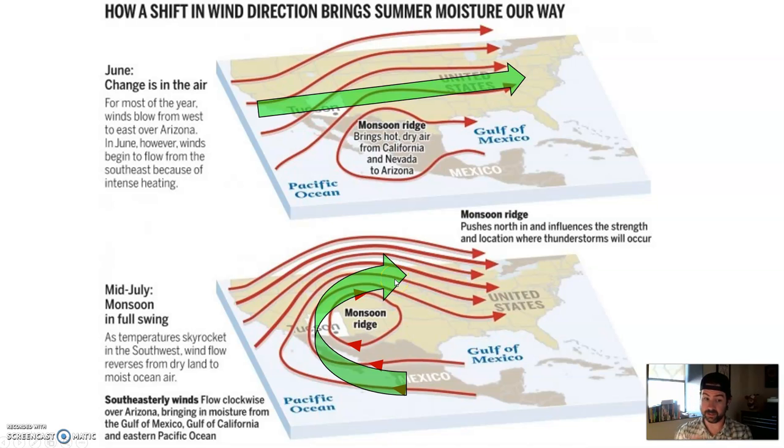So the monsoon is just that shifting of weather patterns, shifting of wind patterns. Rain is just called rain. But when the weather pattern shifts, it brings with it increase in moisture, thus an increase in precipitation. That's how it works.